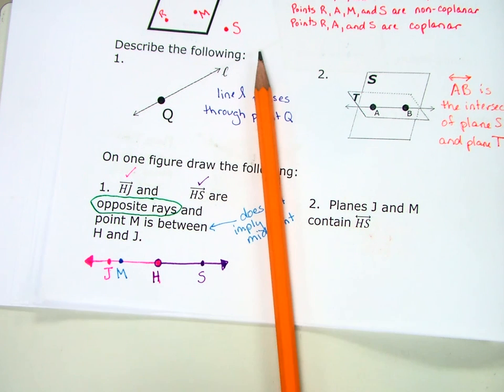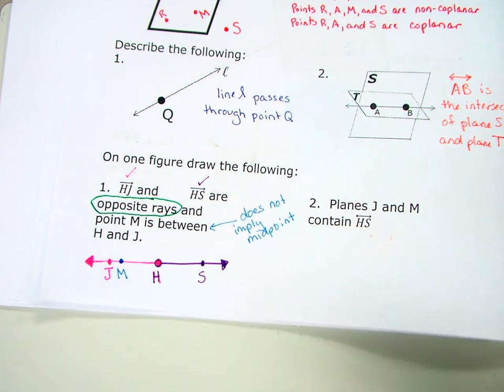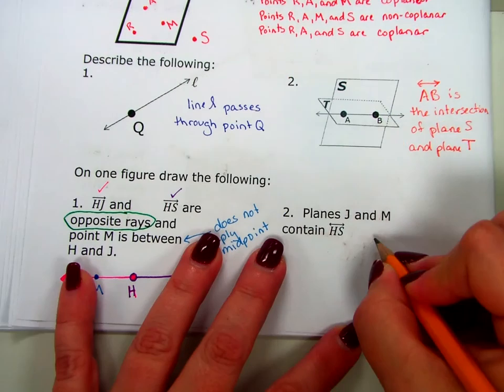Alright, the last one. I'm going to switch to a pencil for this one. I am not an artist. Don't judge me. Plane J and M contain HS. That means those two planes must be intersecting at that line, because that's the only way that line can be in both. So I get to draw two planes that are intersecting. When I do that, I like to draw the front wall and the floor is what I think about drawing.